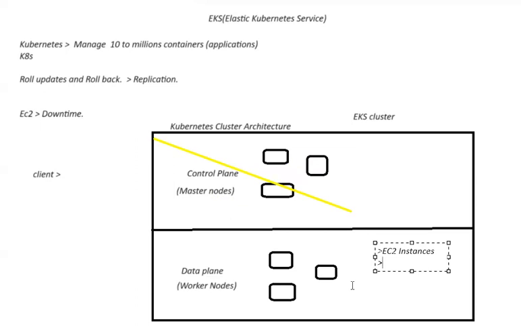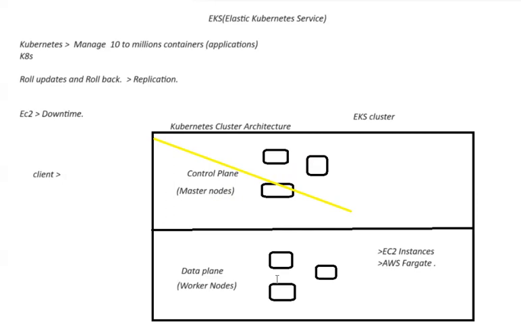Let's say I don't even want to manage this data plane. I just want to focus on my application to provide more services to my client. Then is there any service in AWS that can manage even my data plane? Yes, there is a service called AWS Fargate. By using Fargate, you don't even need to maintain the underlying infrastructure.